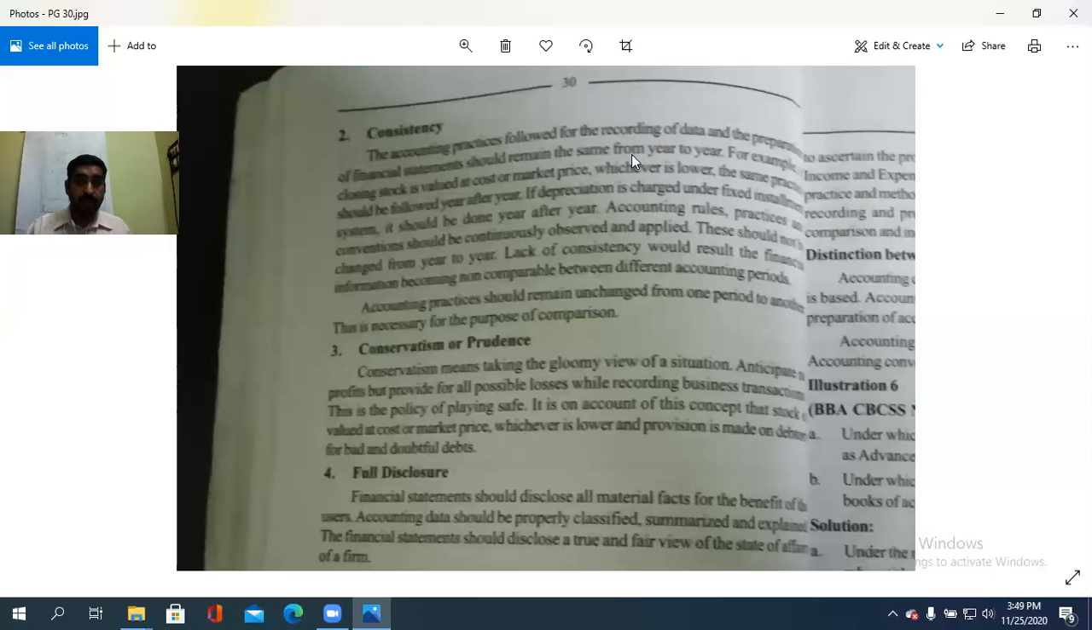Depreciation, if it is fixed installment method, 10%, that is the 10% for every year. How many years this depreciation need to be charged for the entire year? That 10%. So consistency means what? There is no change. Third is the conservatism or the prudence. Means what? Taking a gloomy view of the situation. Means never expect profit always.